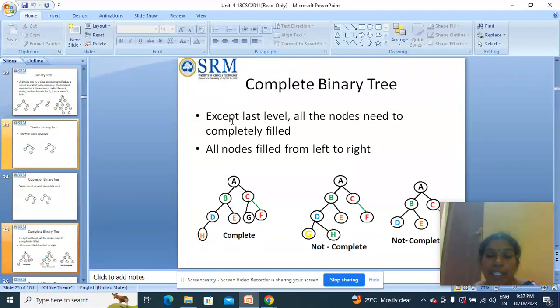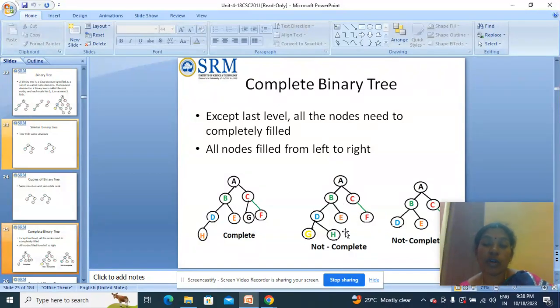A complete binary tree means that except for the last level, all the nodes need to be completely filled from left to right, with the exception only at the bottom level. This is called a complete binary tree, and this example is not a complete binary tree. The property of a complete binary tree is that we have to fill the nodes from left to right. Here the first level is completed, with left and right available. In the second level, B has a left and right child, but C has no left child. Before the left child, F is filled, the right child is filled.